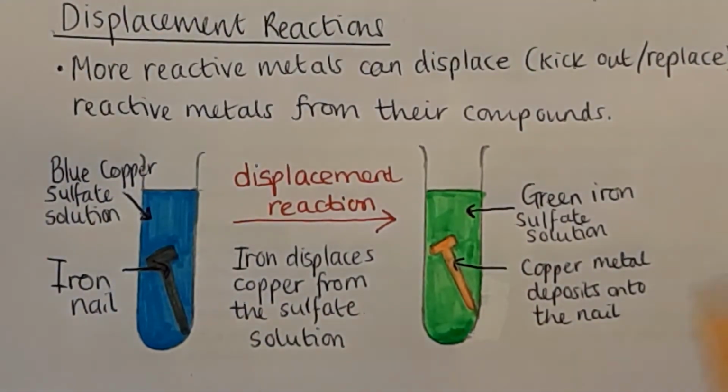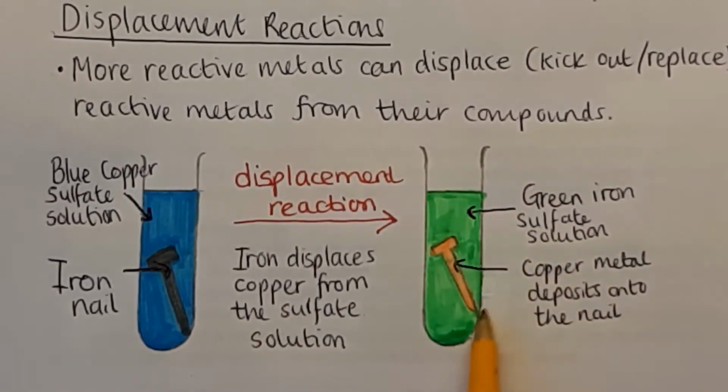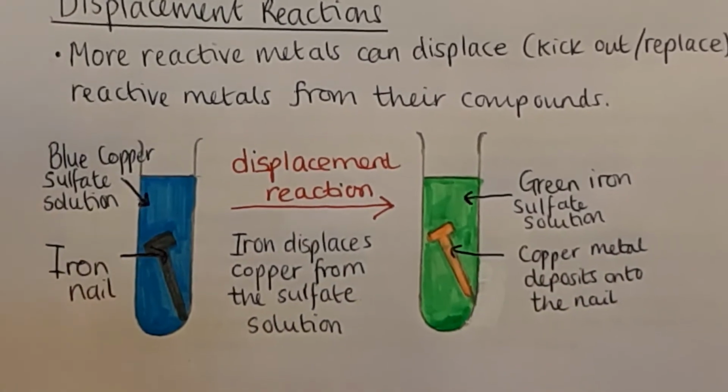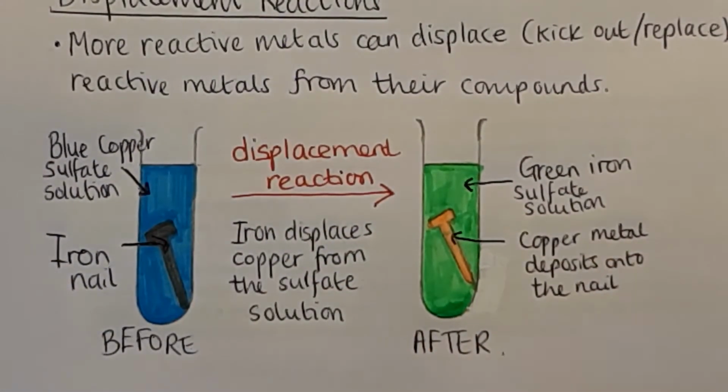So we have our blue copper sulfate solution with our iron nail. The iron displaces the copper from the sulfate solution. This is a displacement reaction. And the solution turns green because it is now iron sulfate solution instead of copper sulfate. And the nail becomes copper coloured and shiny. And that's because the copper metal deposits onto the nail. And we're going to label this before and after. So this is before and after the displacement reaction has occurred.